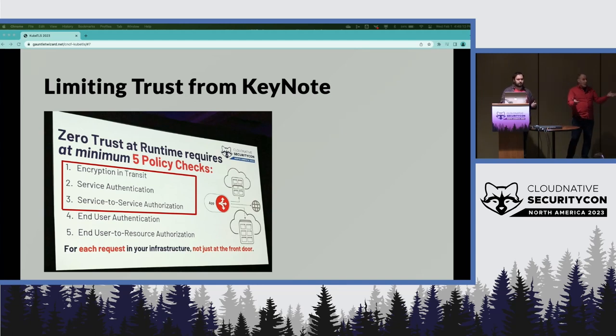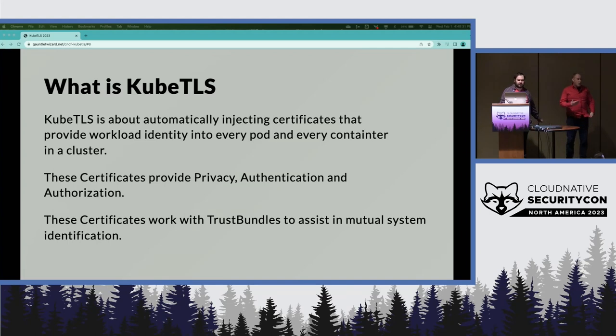Right. So in our keynote this morning, we just added this slide. The presenter, Zach Butcher, mentioned trying to get to a zero trust architecture. These were the 5 points that he made. Kubectls helps to implement those first 3 points very easily. So we'll show you how this works.